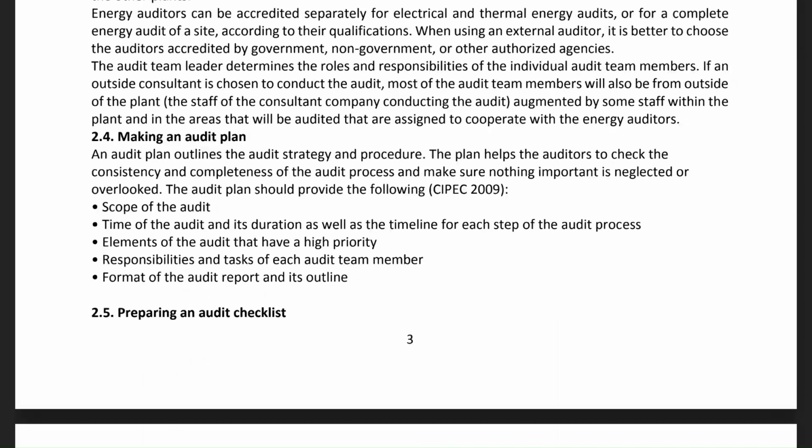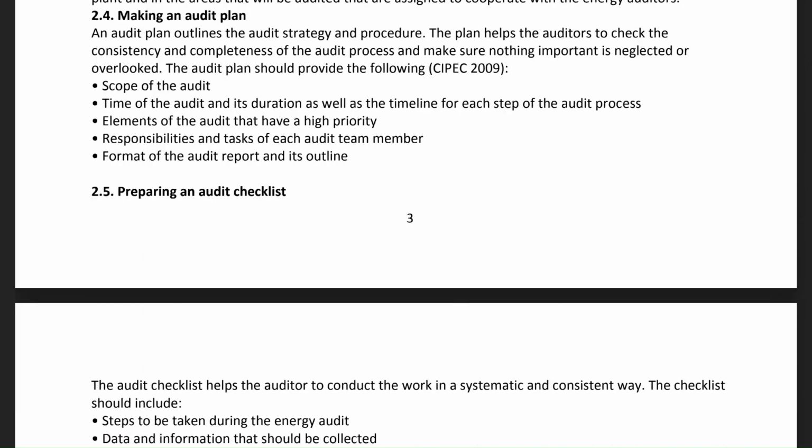Okay, then comes making the audit plan. While making the audit plan, the strategies and procedures are to be worked out. So what is strategy? Strategy is the planning which is done before actually executing the task. That may result in a success, or it may be only a little success as well. So a good plan is to make a strategy as well as tactics. Okay, so we should also know what tactics are.